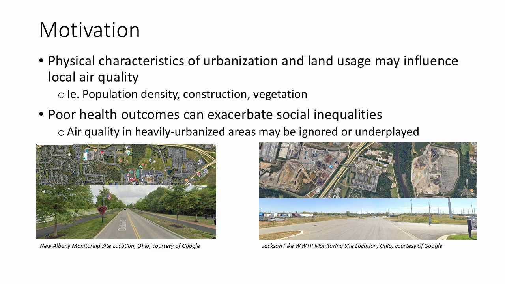So our motivation for this project was to look at the physical characteristics of urbanization and how land usage may influence local air quality. This includes factors like population density, the type of construction in the area, and the vegetation. We're looking at this through the lens of how poor health outcomes can exacerbate social inequalities, so how these can kind of be ignored in cityscapes. We have two example pictures, one from New Albany and one from Jackson Pike, that show the stark difference between the two.